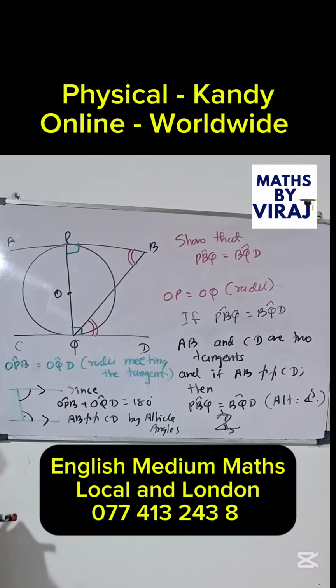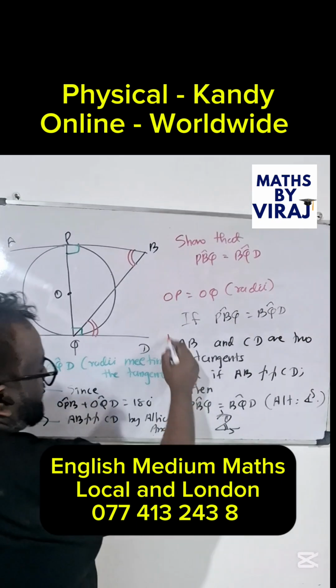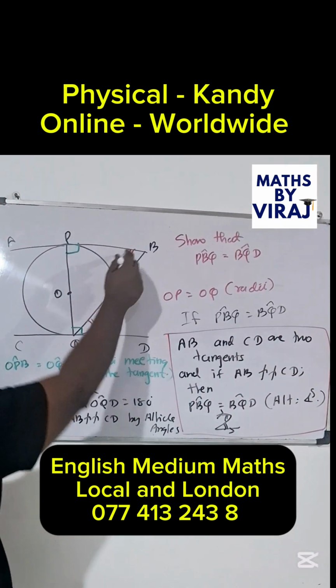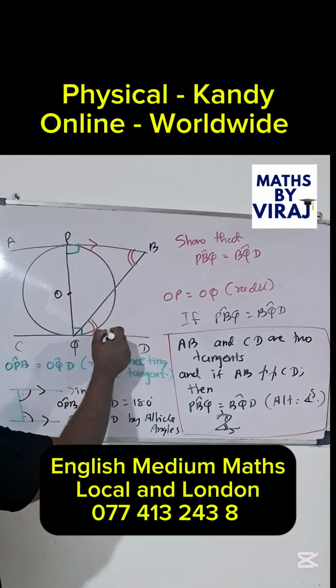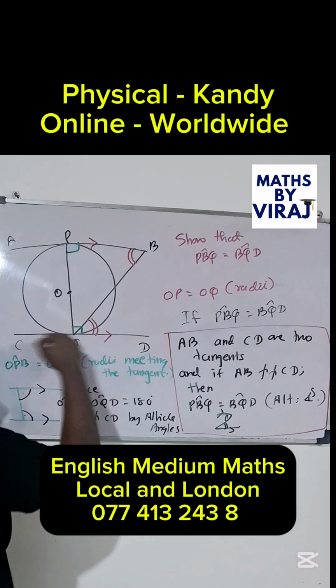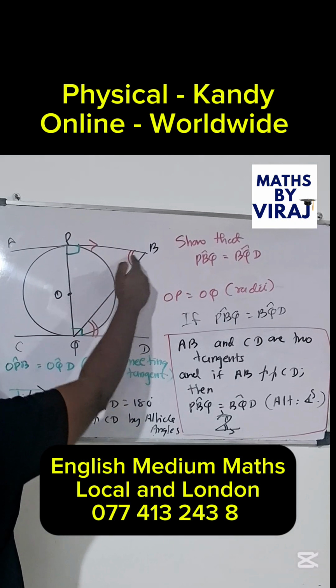So again, now we can say that since they are parallel, these two angles are equal. So we have proved that these two sides are parallel. Once you prove that these two sides are parallel, then by alternate angles these two are equal.